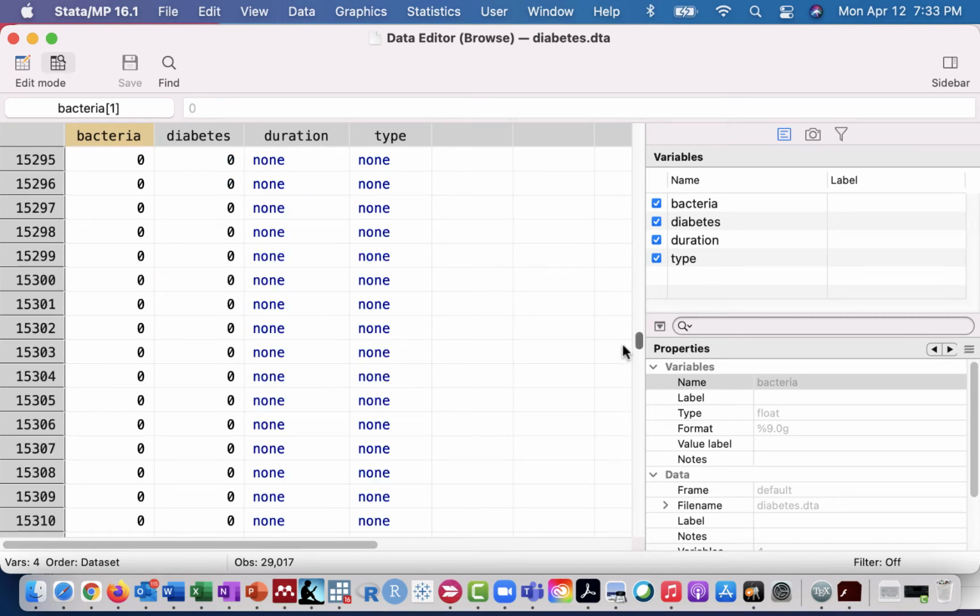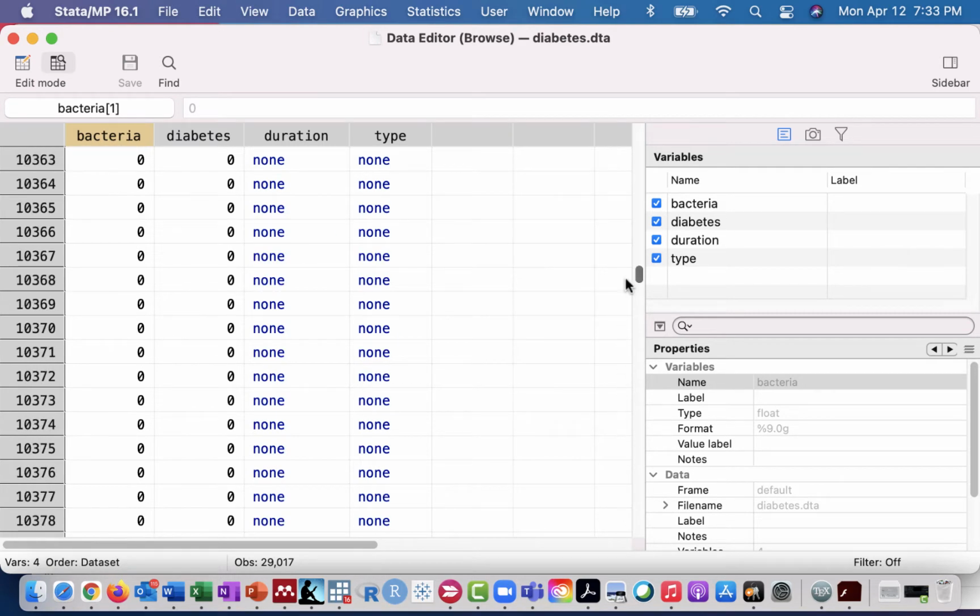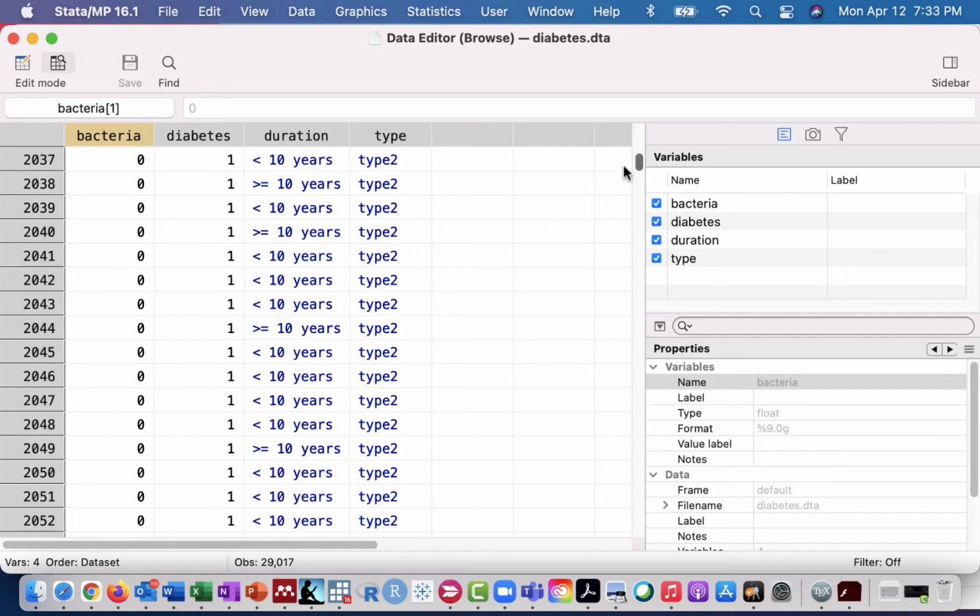What type of diabetes did you have? Did you not have diabetes? Type is none. Or did you have type 1 diabetes, where you can't produce insulin at all? Or did you have type 2 diabetes, where you can produce insulin but you're not able to regulate insulin effectively?